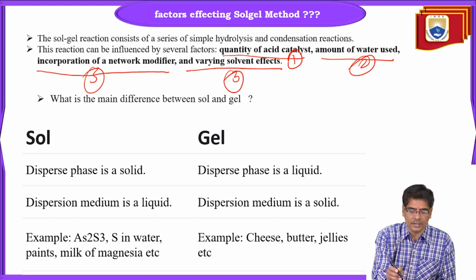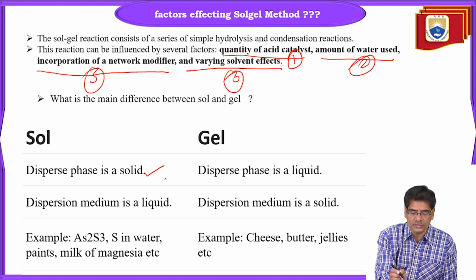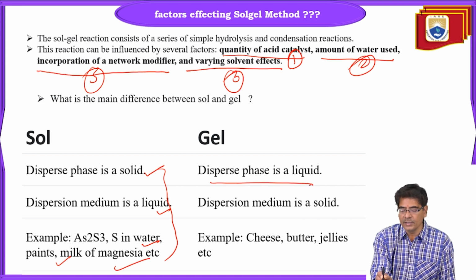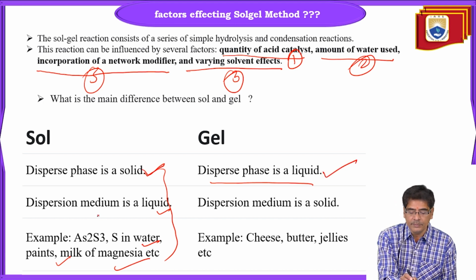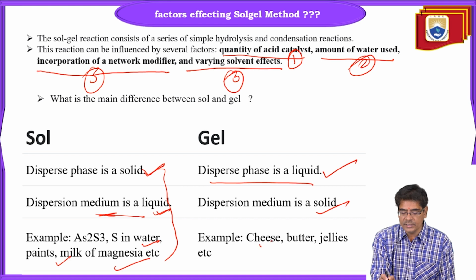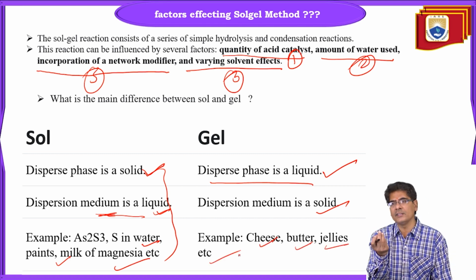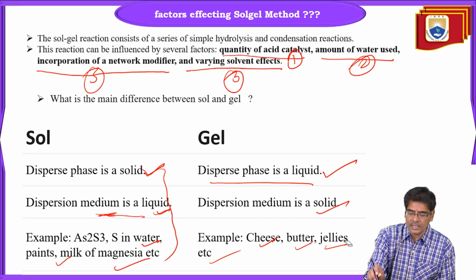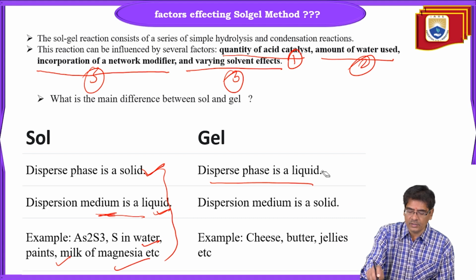So the disperse phase in a sol is a solid, the dispersion medium is a liquid, and arsenic sulfide As2S3, S in water, paints, milk of magnesia, etc. are the examples of sol. If you go to gel, the disperse phase is a liquid, whereas in sol it is a solid. Here the medium is solid, whereas there the medium is liquid. Examples: cheese, butter, jellies, etc. These are gel-like materials, and cheese, butter, jellies are examples of the gel phase.